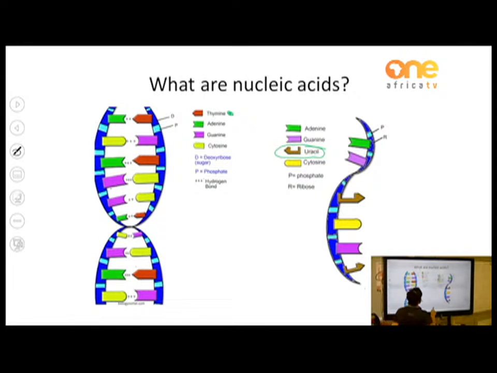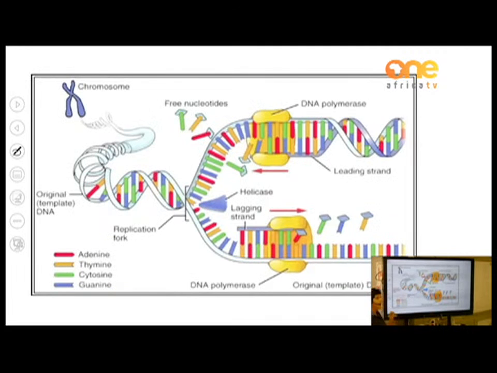I see that the sugars differ. Ribose sugar, deoxyribose sugar. The difference is this large DNA cannot leave the nucleus. This one is small enough to leave the nucleus.